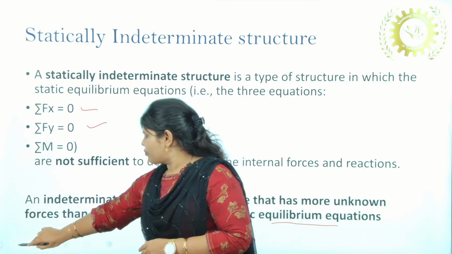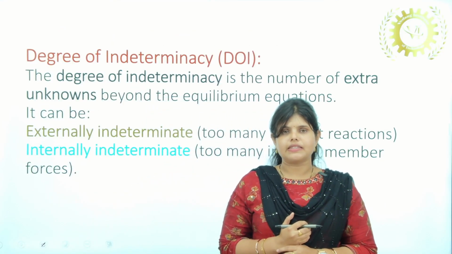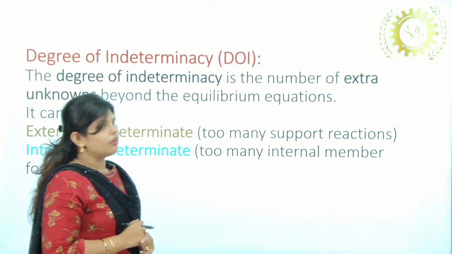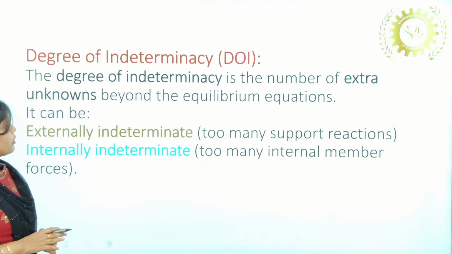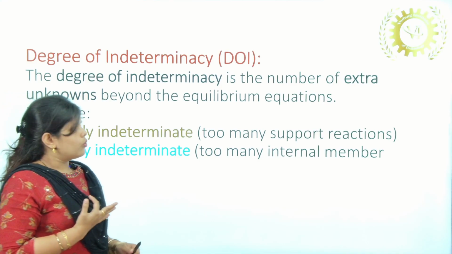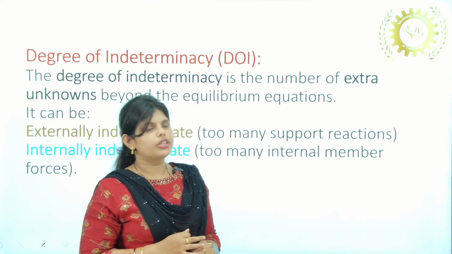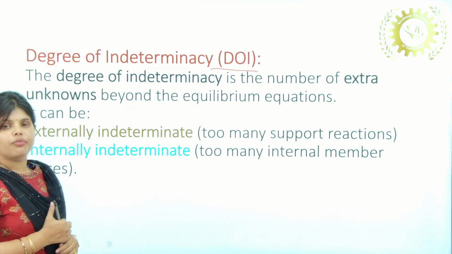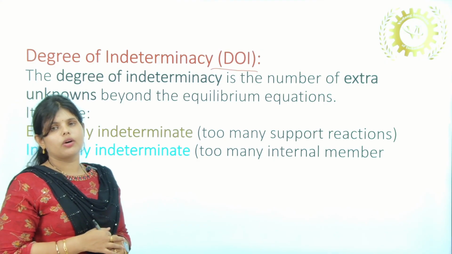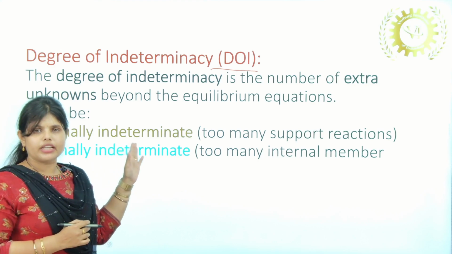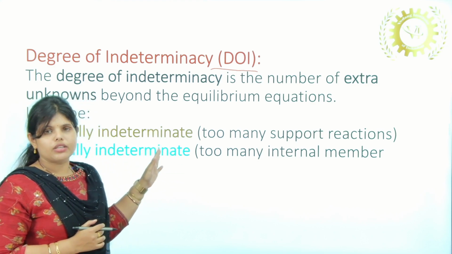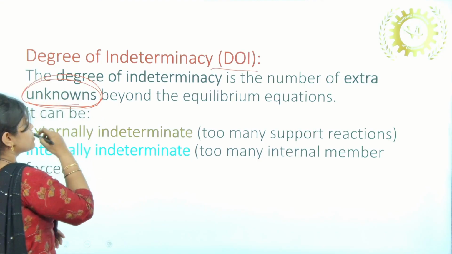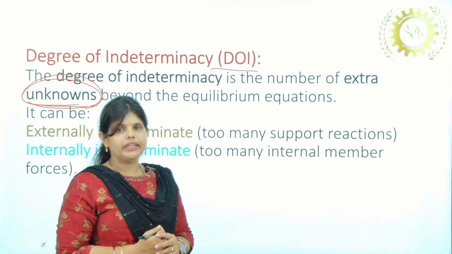So we need to find the degree of indeterminacy. When a structure is not determinate, we need to find its degree of indeterminacy. So, how to find it? We have formulas to find the DOI. Before going to that, the degree of indeterminacy is the number of extra unknowns. Extra unknowns can be extra members, or extra reactions or forces. So the number of extra unknowns will decide the degree of indeterminacy.